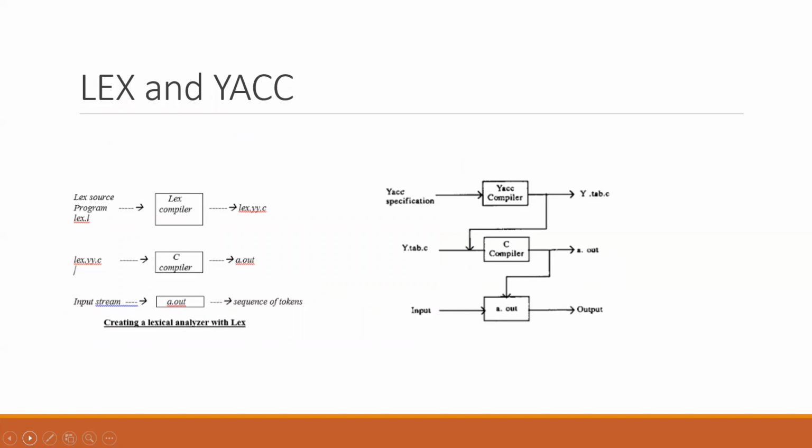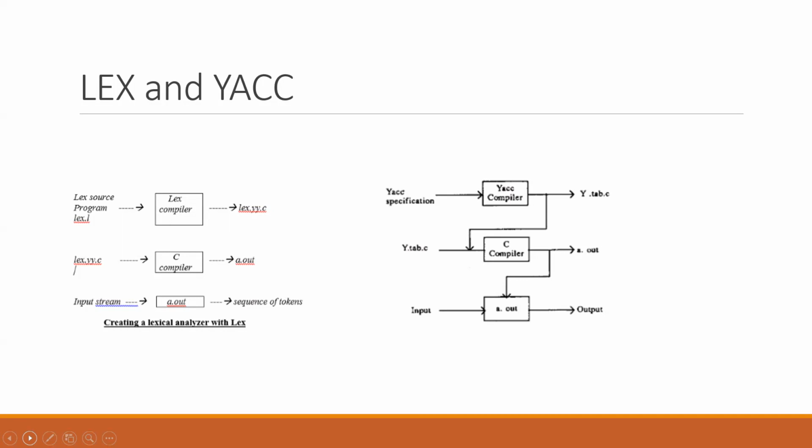So a schematic diagram of lex and yacc. The lex compiler will be given the input that is the lex source program lex.l, and the output will be lex.yy.c. This output will be further given as an input to the C compiler, which will give a.out as output. This a.out will be given the input stream, which will generate a sequence of tokens. So this is creating a lexical analyzer with lex.